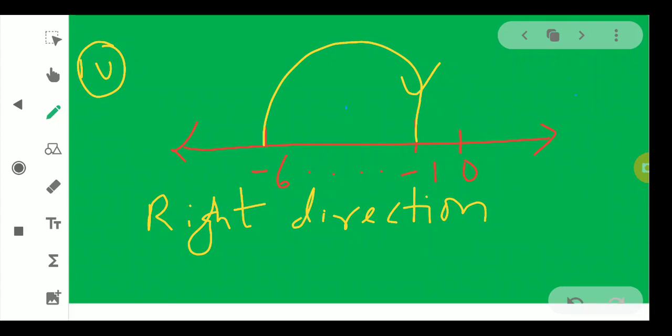So this way we can solve questions on integers based on the basic concept of integers.